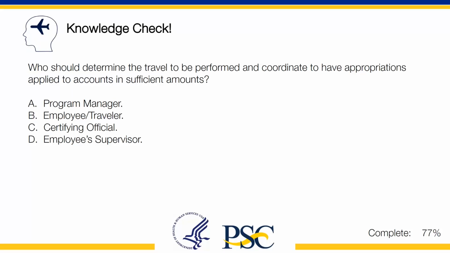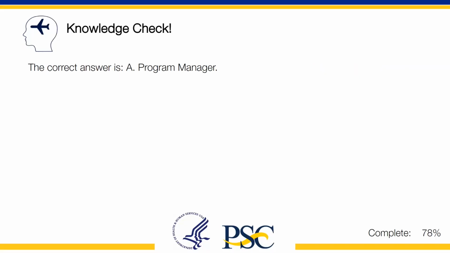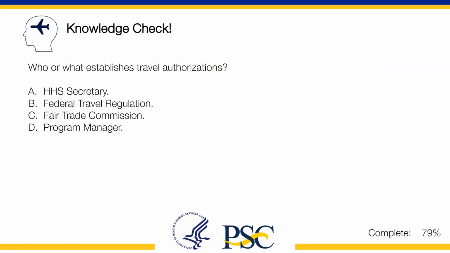sufficient amounts? A. Program Manager. B. Employee/Traveler. C. Certifying Official. D. Employee's Supervisor. Click pause, consider your response, and then resume the video to learn the correct answer. The correct answer is A. Program Manager. Who or what establishes travel authorizations?